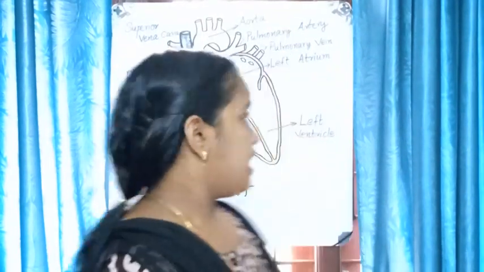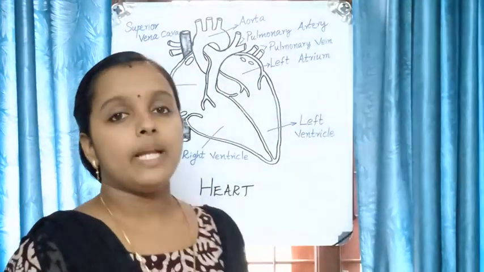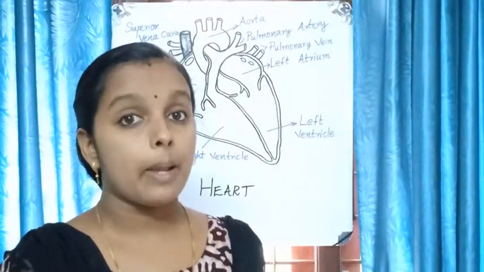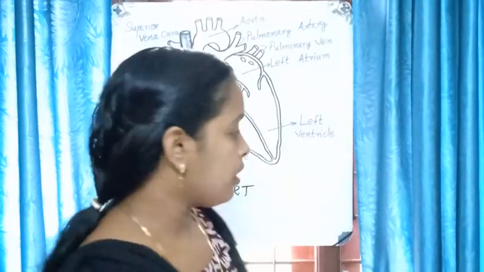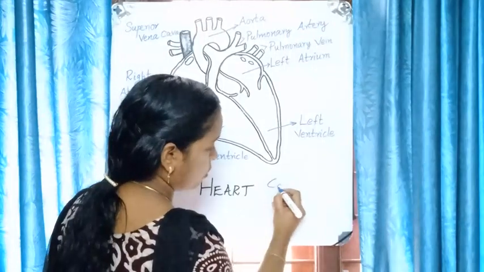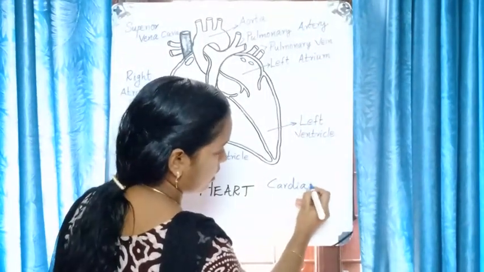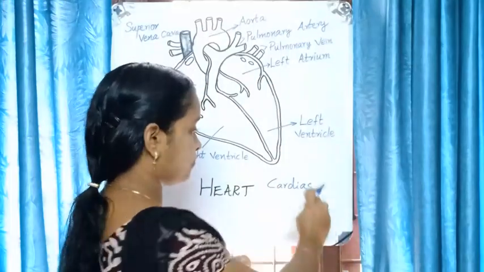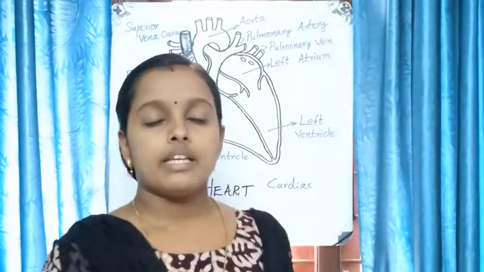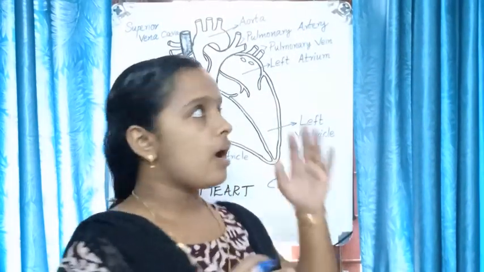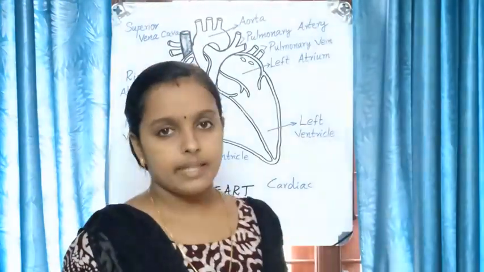Okay, then our heart is made up of muscle. A particular type of muscle, the name of which is not in your textbook. Just mention in your textbook: cardiac muscle. This muscle we can only see in our heart, cardiac muscle. So the heart is made up of muscle known as cardiac muscle.